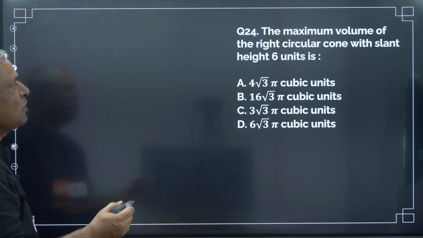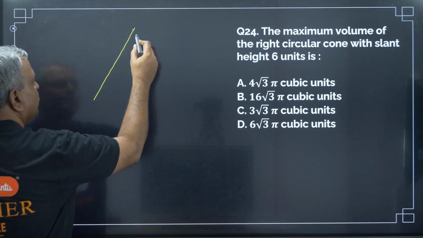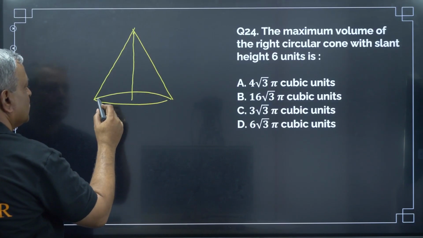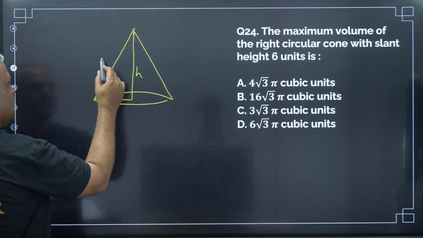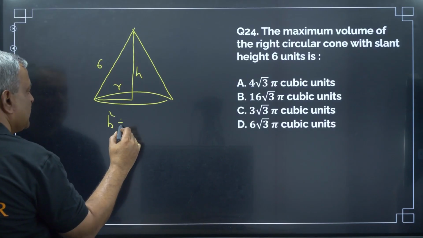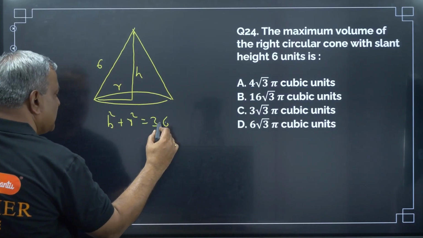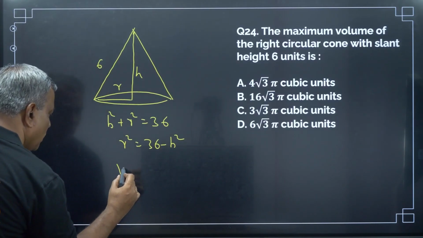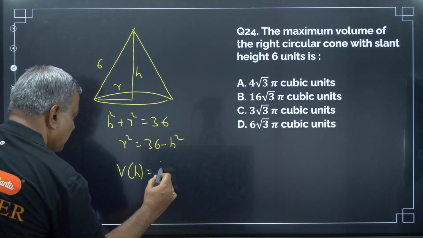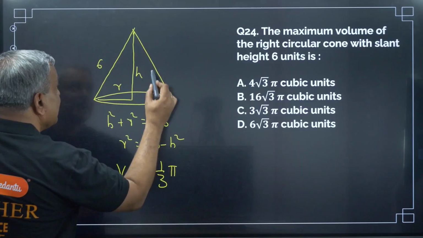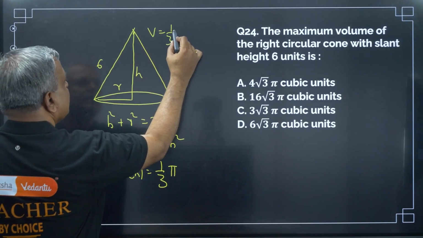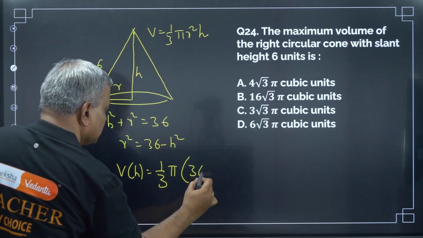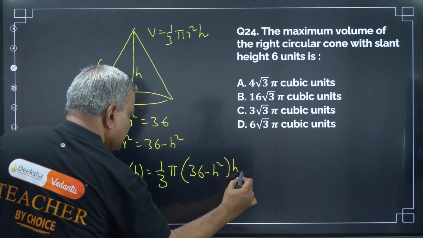24, the maximum volume of a right circular cone. This is a right circular cone. This is h, this is r, this is 6. So h square plus r square is equal to 36, and r square is equal to 36 minus h square. What is the volume? Volume will be a function of h. Volume of cone is 1 by 3 pi r square h. What is r square now? 36 minus h square, into h.